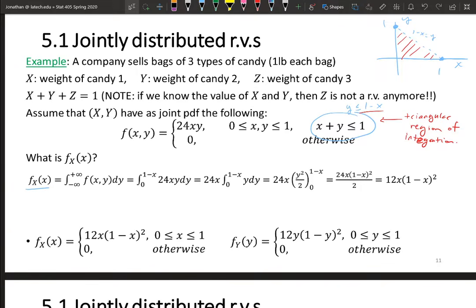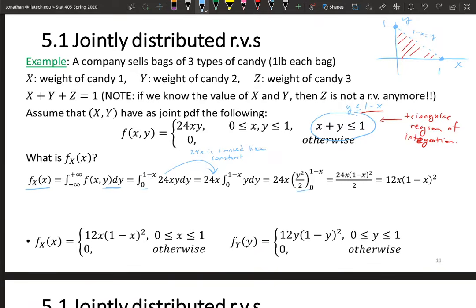So the marginal PDF f sub x is going to integrate away the y variable. So we have a dy right here. So we plug in our bounds. What does y do? Y goes from 0 to 1 minus x. And integrate y. So pull out the 24x because it's treated like a constant. So you can pull it out of the y integral.